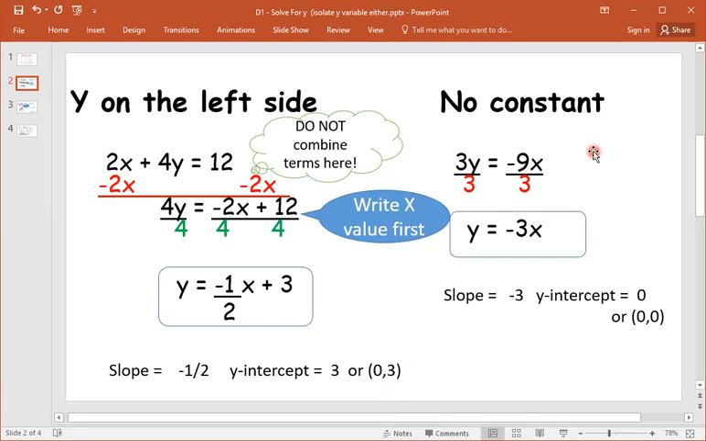If there's no constant on the back end of an equation, then when we solve, we only get y equals mx. There's no b there. That means here in this example that our slope is negative 3, since negative 3 is with the x, but since there are no constants in the problem, the y-intercept will be at 0, or the origin point of 0, 0.